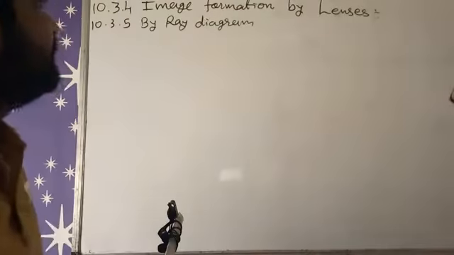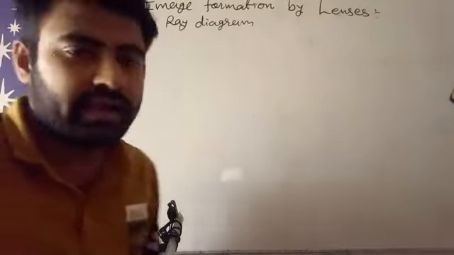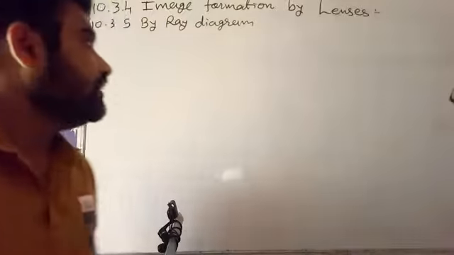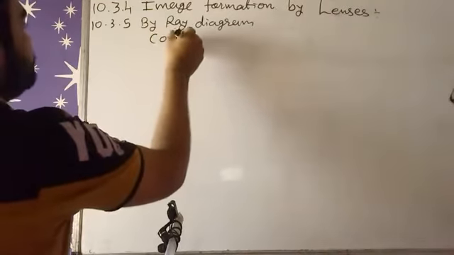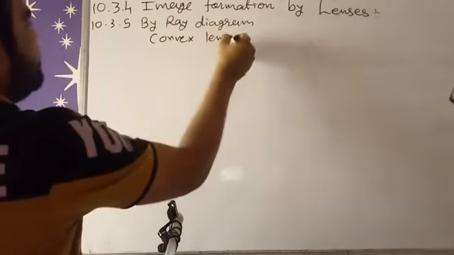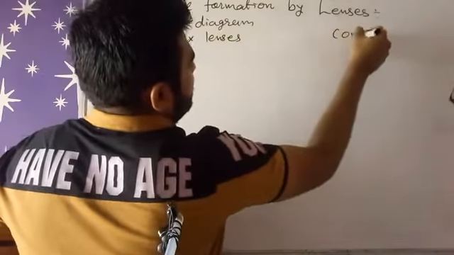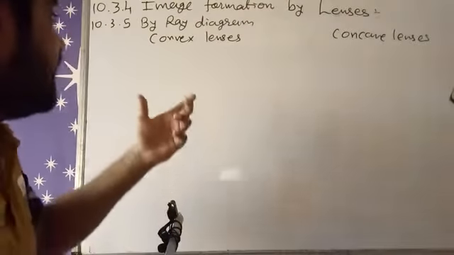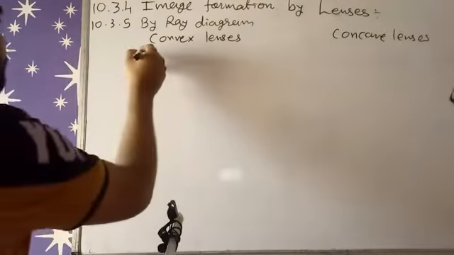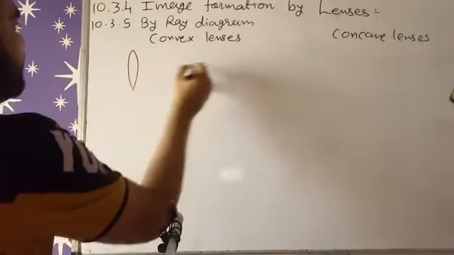Now, image formation by lenses by ray diagram. So we are having two lenses again: convex lenses and concave lenses, right? Convex lenses have six characteristics. So first of all I have to draw six convex lenses.